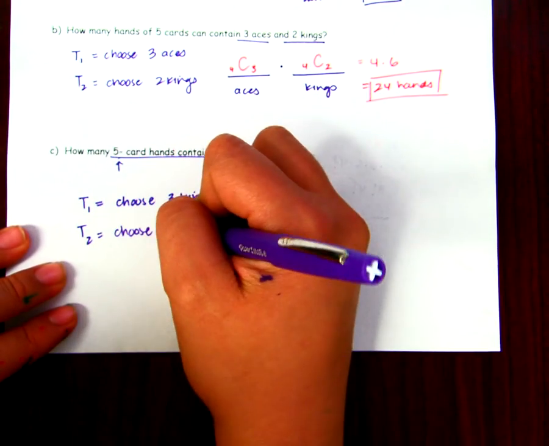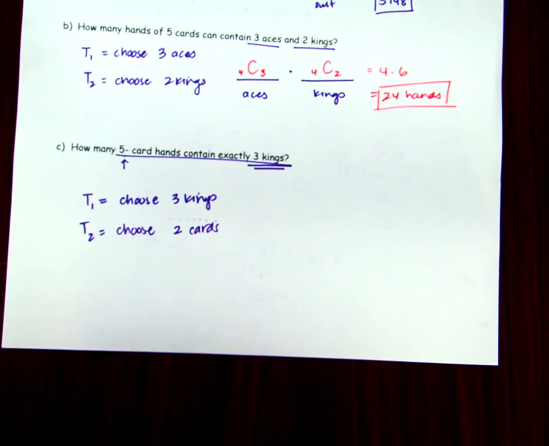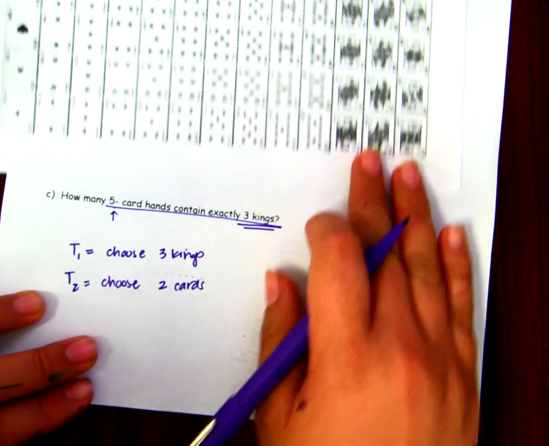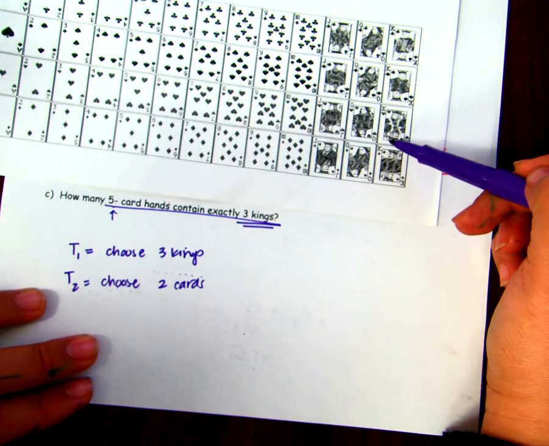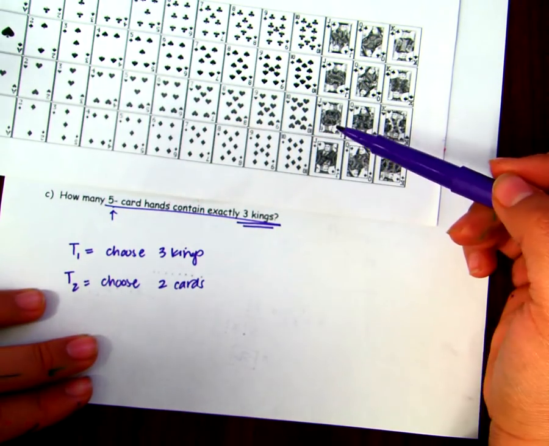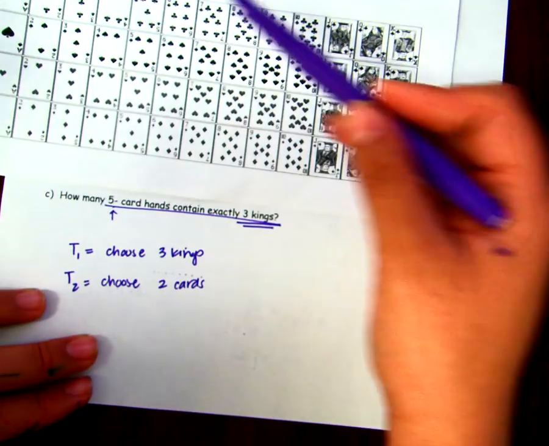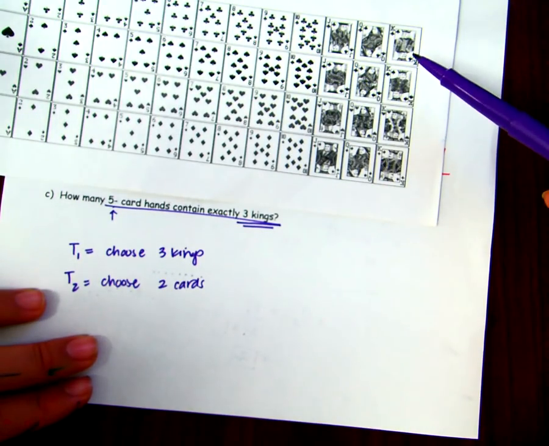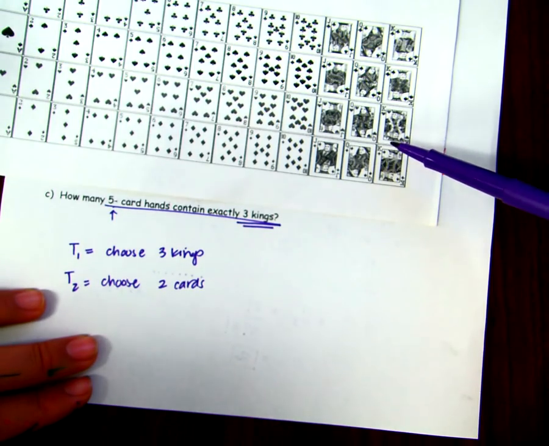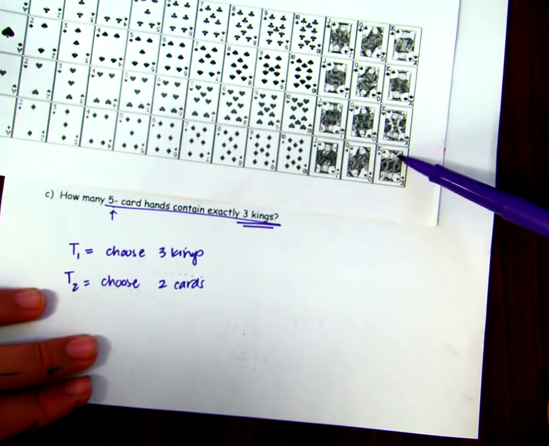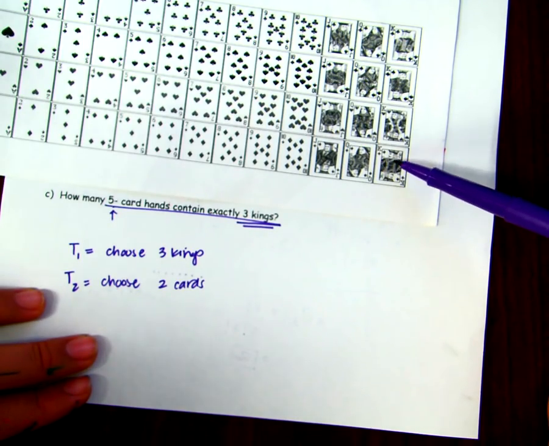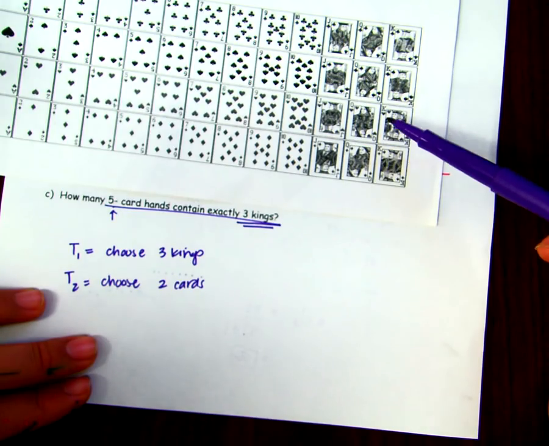Choose 2 cards. However, if I select 3 kings, looking back at this picture, then for the leftover cards, you know how it's 52 cards total? 52 minus 3 is 49. However, I don't want to pick 2 cards from the 49 because what if I pick the last king I didn't already have?